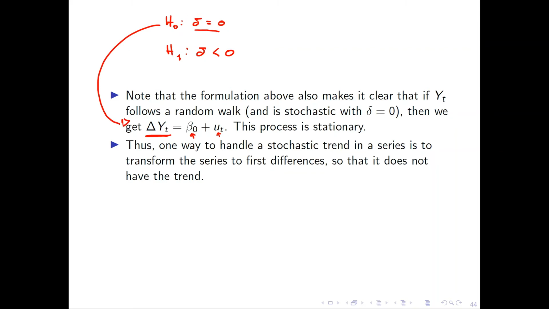If you keep, or fail to reject, the null hypothesis, then you use the differences. And if you reject the null hypothesis, so you adopt the alternative hypothesis, then you continue with your original model, yt equals beta naught plus beta 1 times yt minus 1 plus ut.